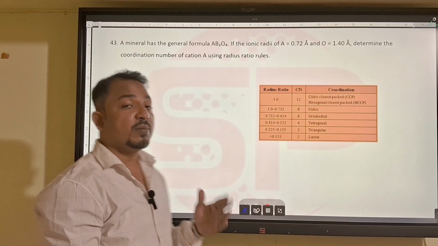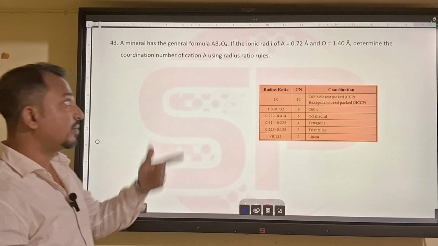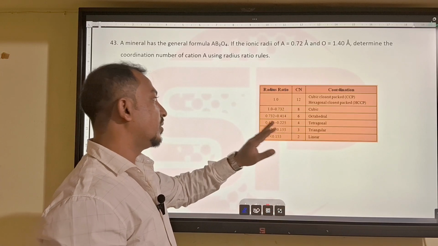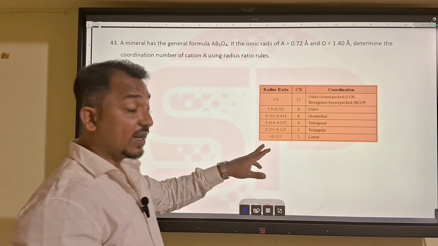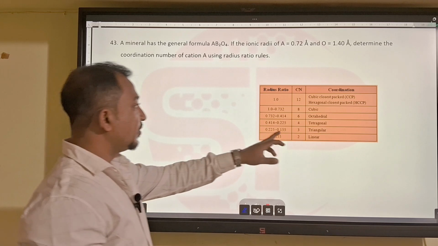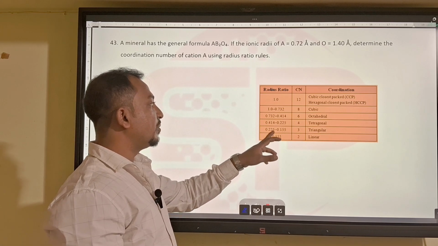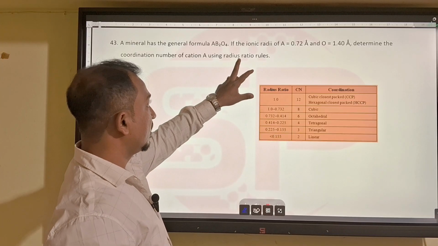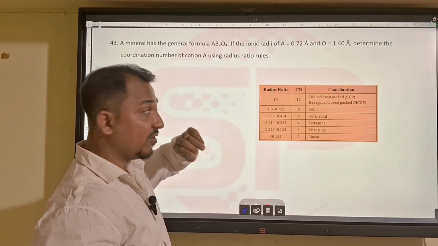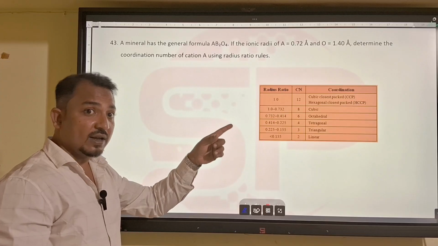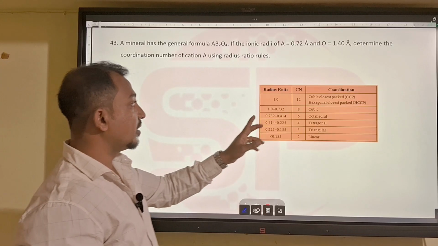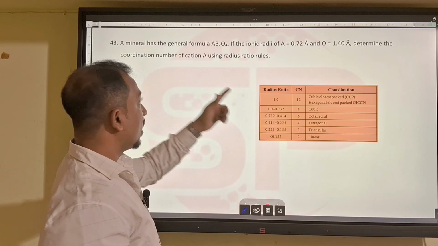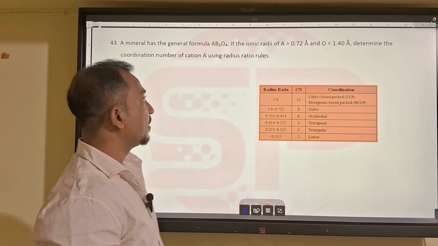Next comes another type of problem, for coordination number. For this type of question, you have to remember the radius ratio table. Coordination number 2 has a radius ratio less than 0.155. Coordination number 3 is between 0.155 and 0.225. So you have to remember the table. In the question, only the radii of the cation and anion will be given. You have to take out the ratio, then use the table to calculate your coordination number.